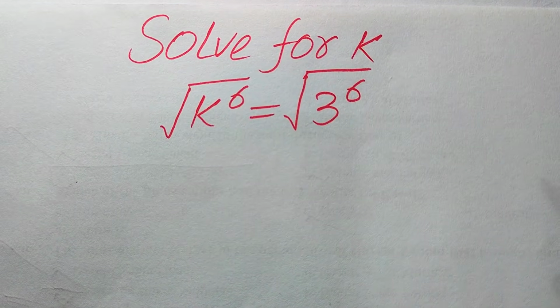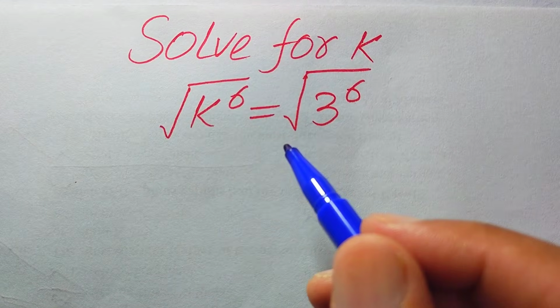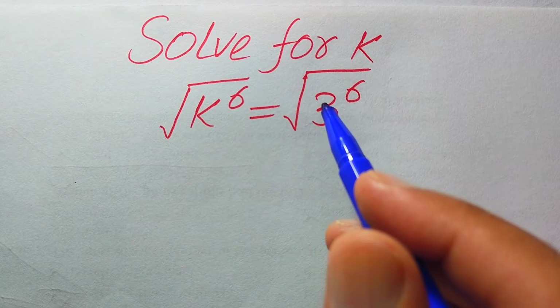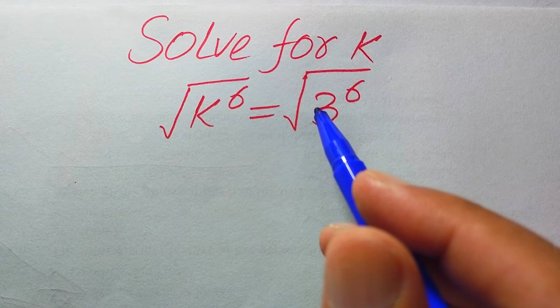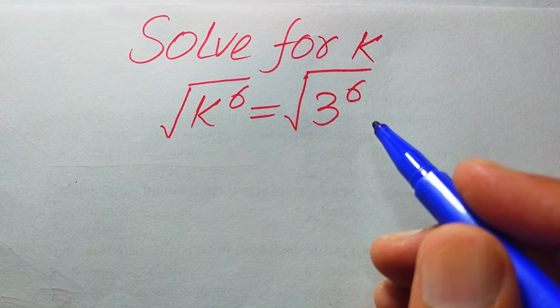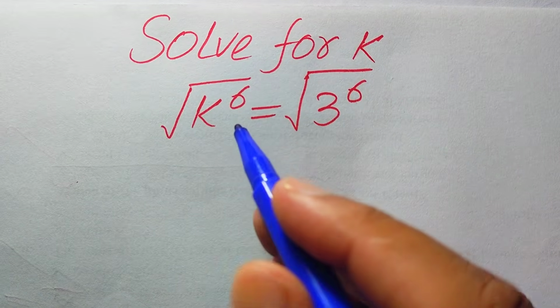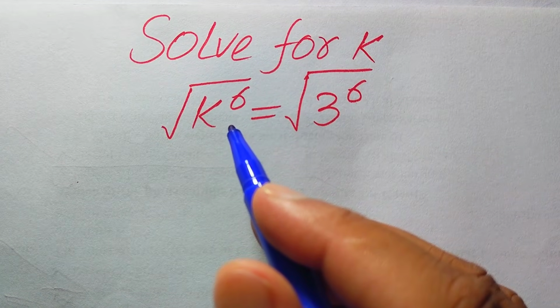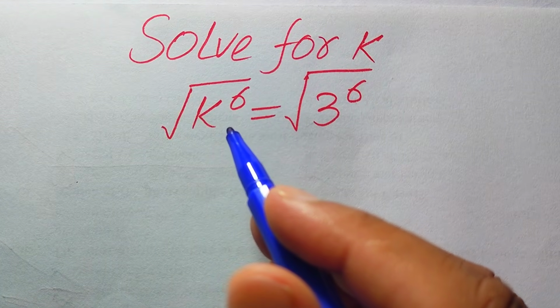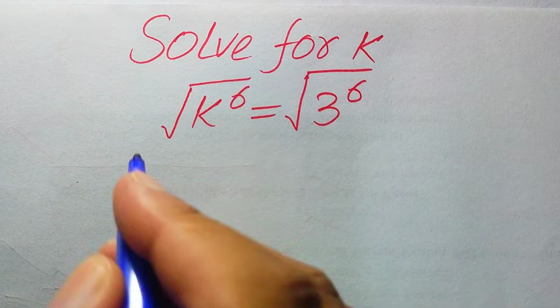So here we have this nice radical equation. Inside the radical sign we have k to the power of 6 equals, on the right hand side inside the square root sign, 3 to the power of 6. We need to find all the roots of this equation. This is a sixth order equation, and we know that it has less than or equal to 6 roots. We need to find all the roots of this equation.